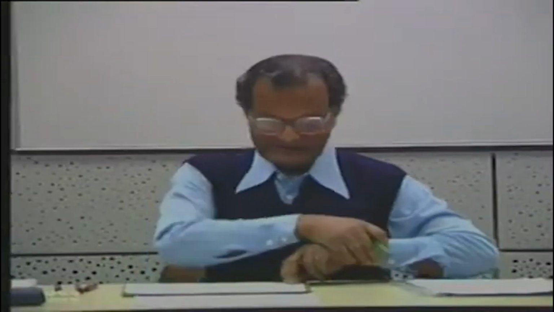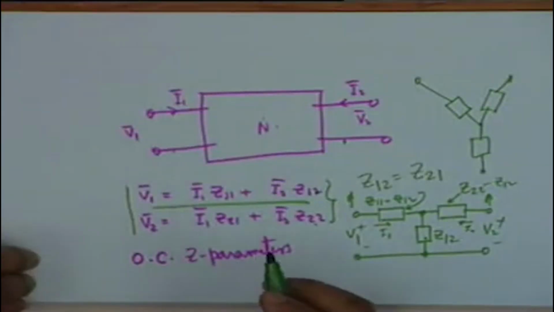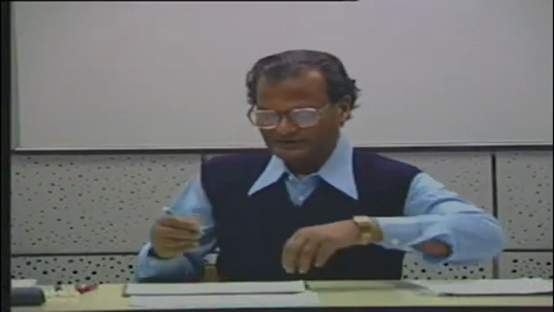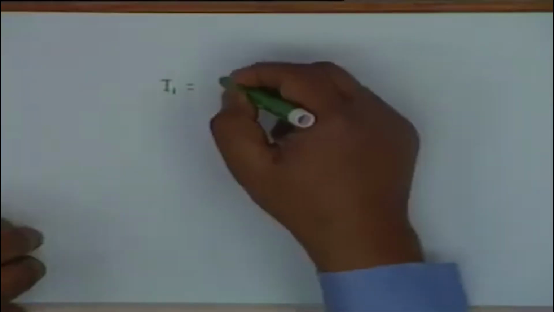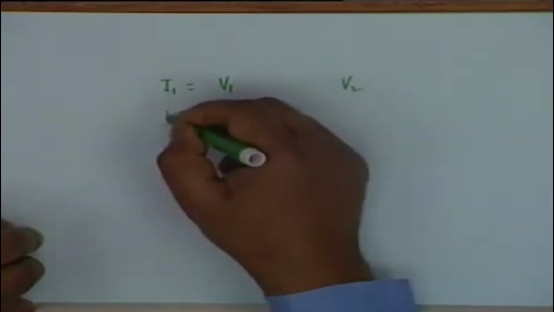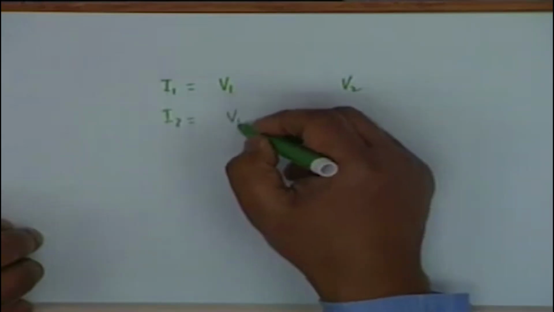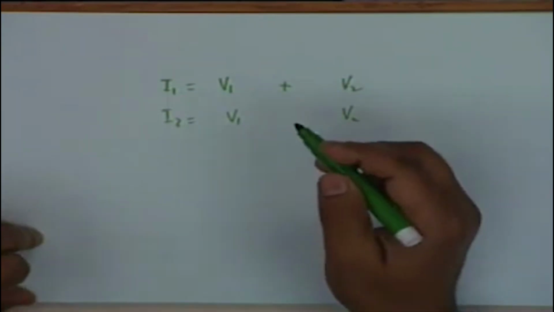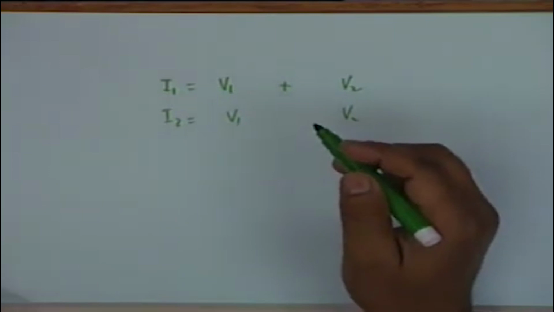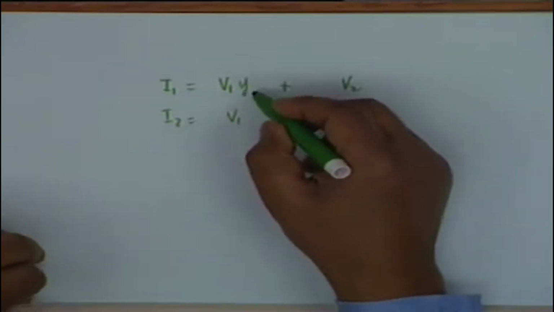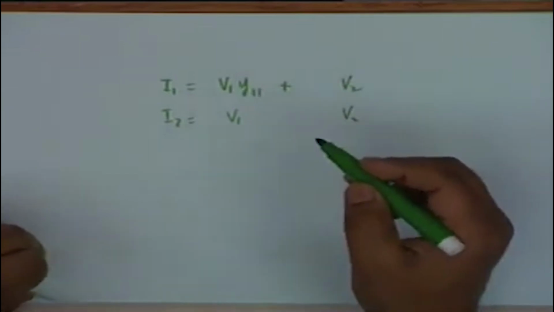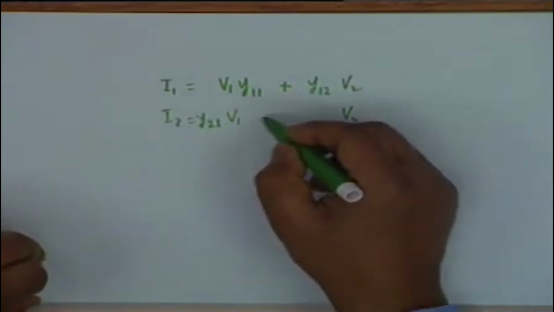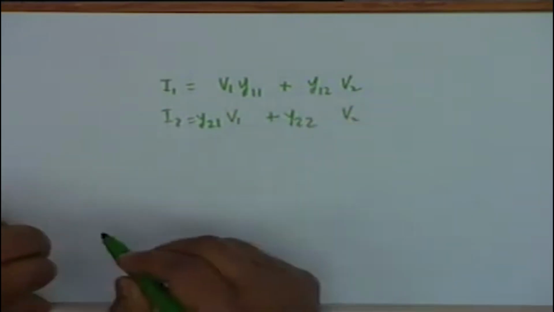Now as I said, there is nothing sacred about the currents being the independent variables. One could also have the voltages as independent variables, and under that condition the relationship shall be: I1, I2 shall also be expressed as a linear combination of V1 and V2. The coefficients now shall be of the dimension of admittances, and therefore we call this Y11, we call this Y12, we call this Y21, and we call this Y22.